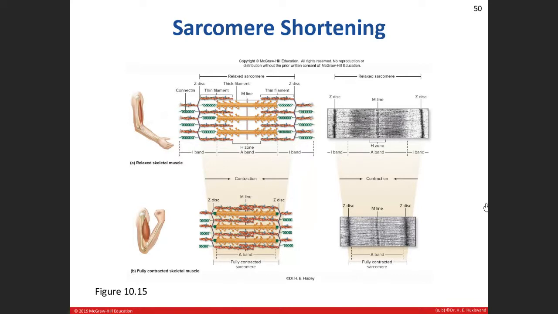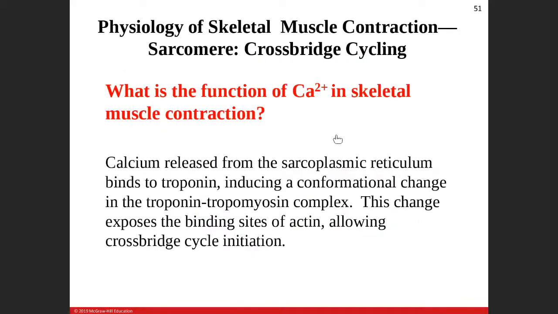A couple questions for you then. What is the function of calcium in skeletal muscle contraction? Basically, to remove the troponin-tropomyosin complex from the binding sites on the actin. That's it.